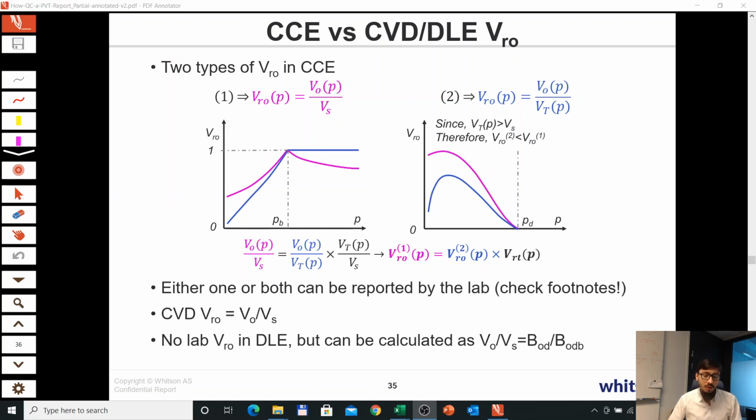The type of QC that we are going to talk about now is not relevant to a specific PVT experiment. We will not be doing a QC for one particular experiment. We will be comparing the data from the different experiments. If you have a CCE and a DLE, or a CCE and a CVD experiment, or all three experiments, CCE, CVD, and DLE, then the reported data has to be consistent across the different experiments, and we will see how we can check that.